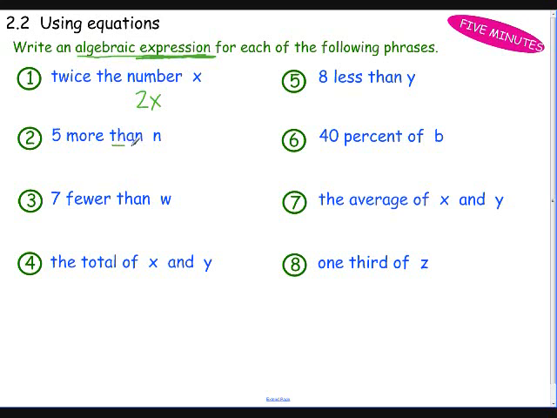5 more than n. When you see the than, I recommend that whatever follows it, write that first. Then n. Go ahead and write the n. Then go back and read this again. 5 more. Fewer than w. So let's start with the w and go back and say, okay, 7 fewer.